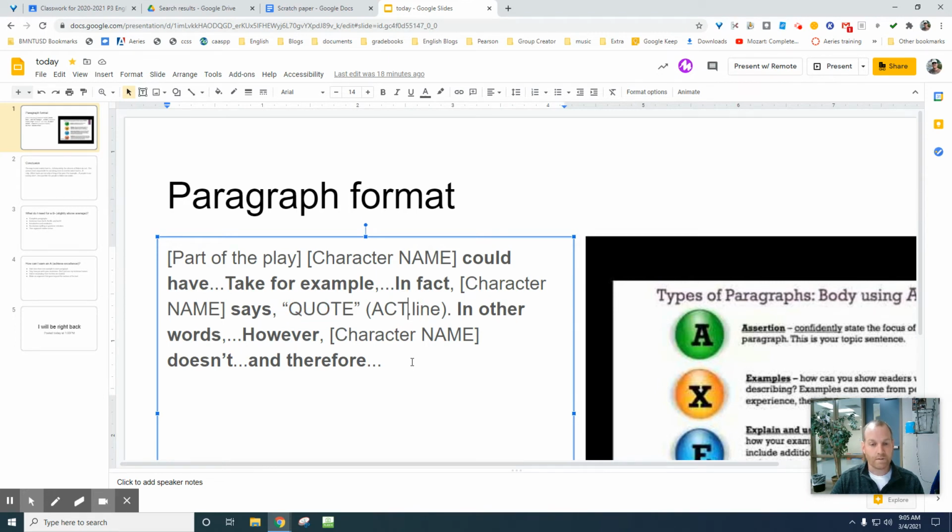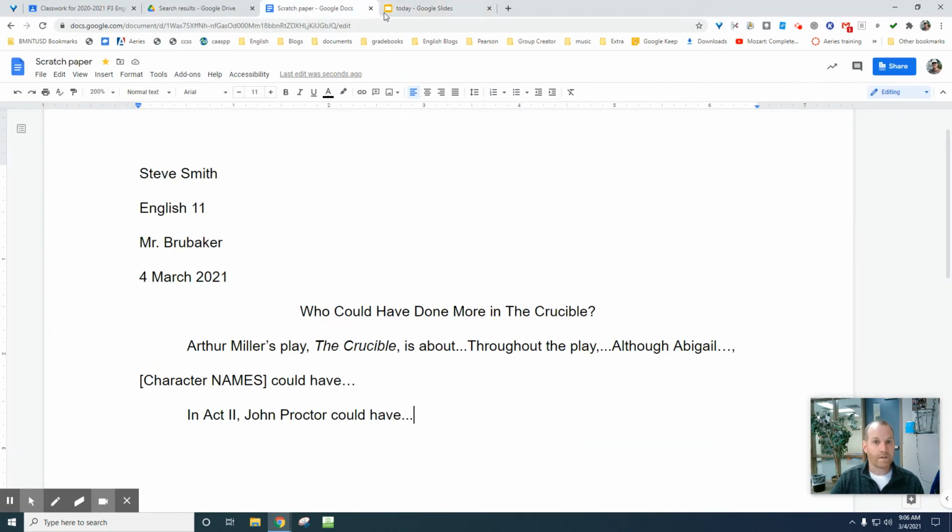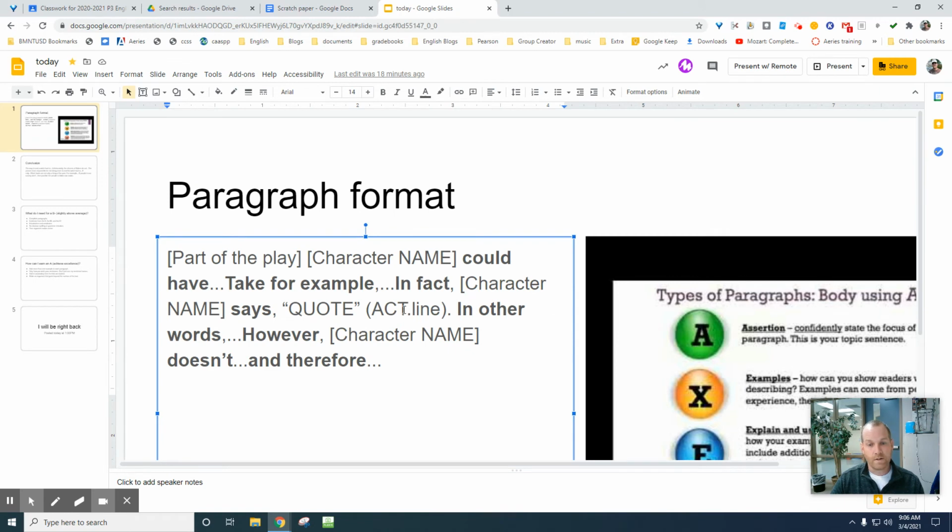Well, what does that look like? So if I'm in this paragraph focusing on Act 2, then what I mean is act.line, you'd put 2 dot and whatever line number that was. So let's say it was line number 121. Then it would look like that. And then after that, I would explain what that quote shows and how it fits my example.